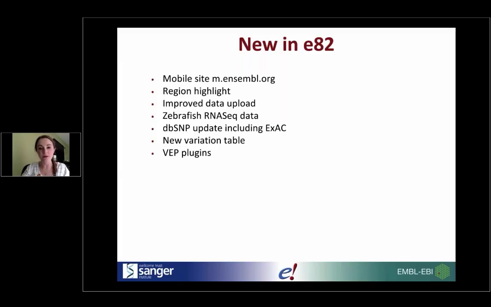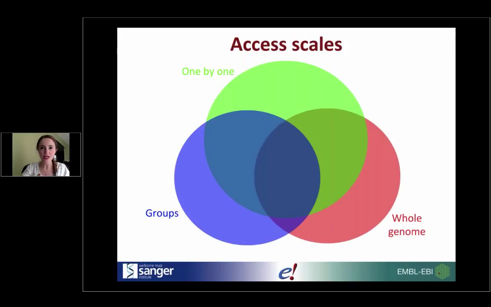We've got a new table for looking at variants in genes, and we've got new plugins for the VEP in the browser. So when we're talking about what we've got, there are different access scales for looking at data in Ensembl. You can look at genes and variants one at a time, you can look at groups of genes and variants, or you can look at the whole genome's worth of data.